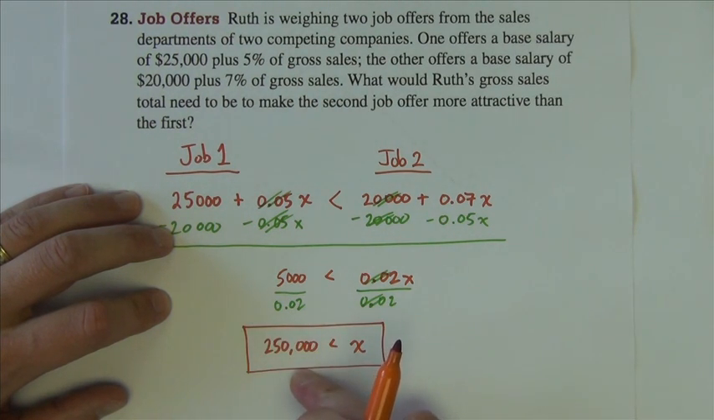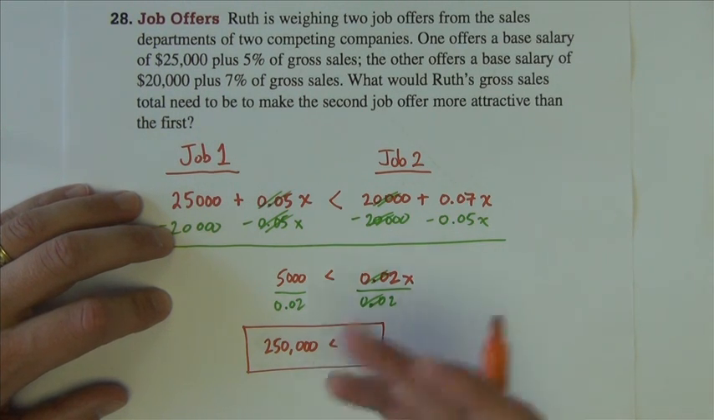If she could sell more than 250,000, she would want to choose the second job. If she doesn't think she can sell more than that, she should choose the first job, because then she'd make more money as she's getting more up front.